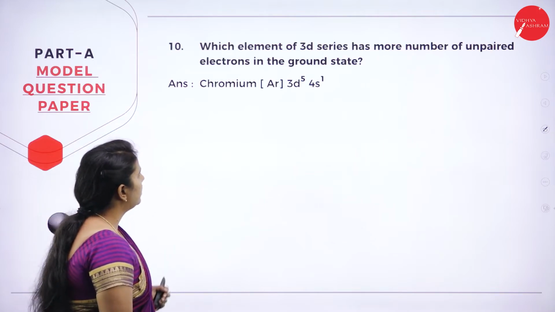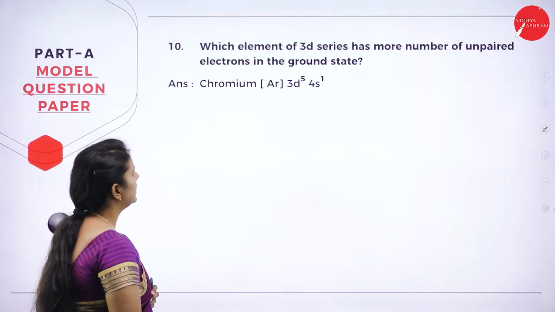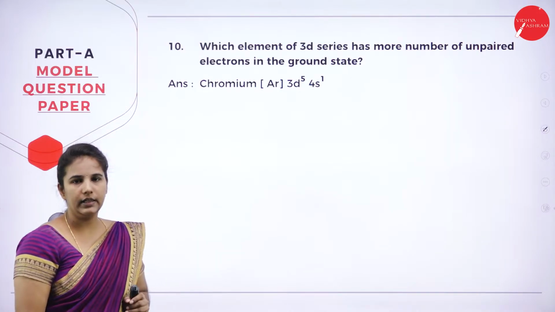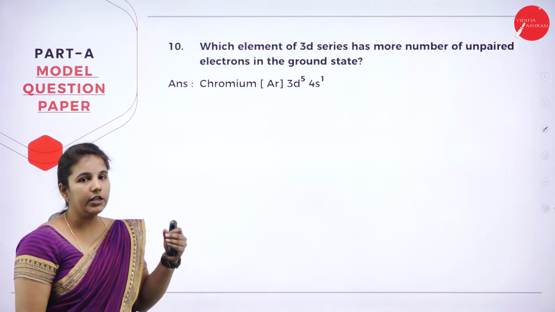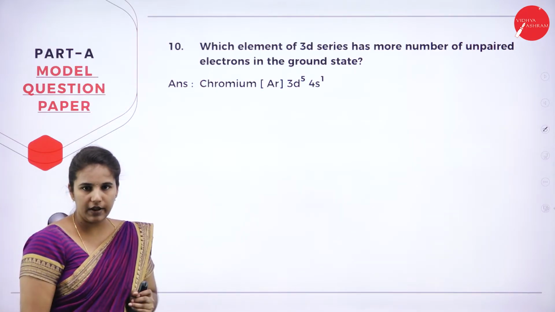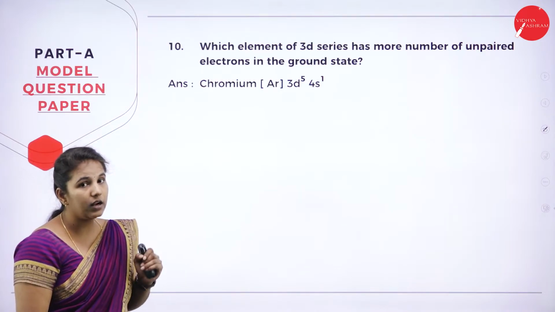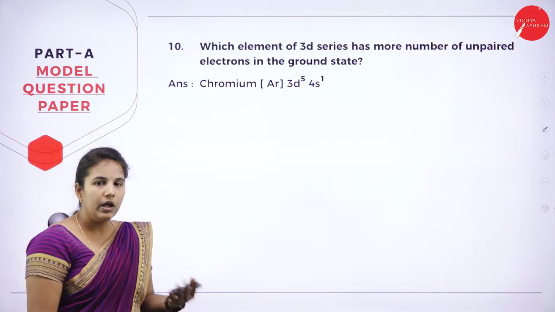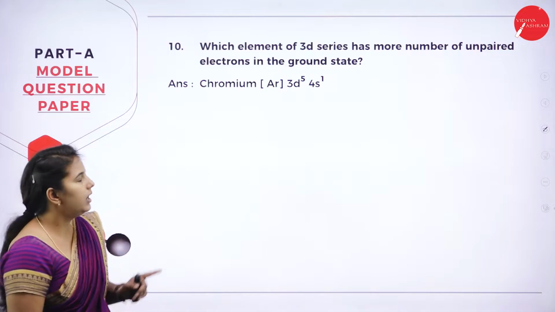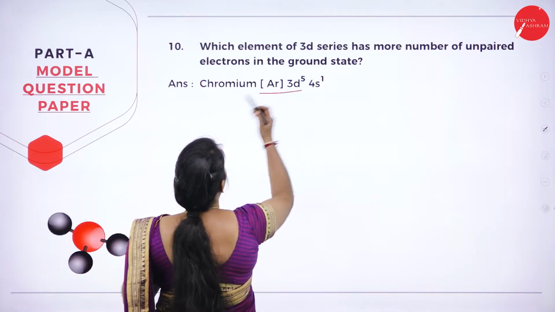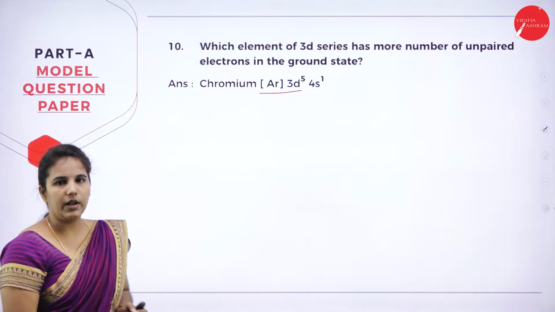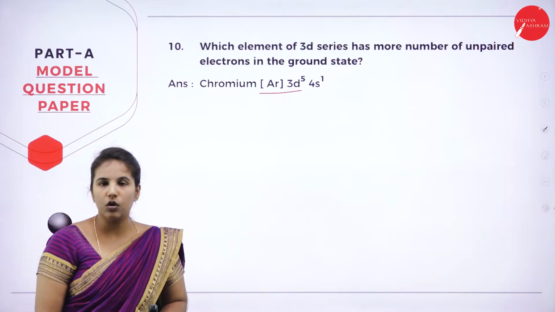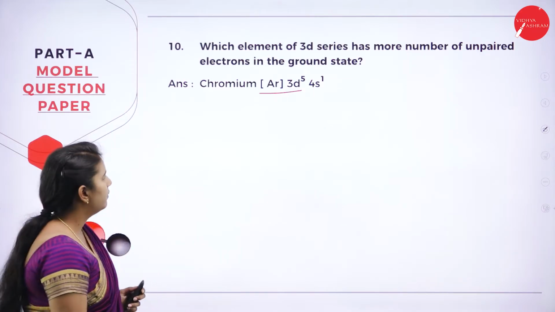Coming to the 10th question, which element of the 3d series has the maximum number of unpaired electrons in the ground state? Here, we need to mention the 3d series element which shows the most unpaired electrons in the ground state. It is chromium. You can see that it has the electronic configuration of argon 3d5 4s1. The d orbital has 5 unpaired electrons, and the 4s also has 1 unpaired electron.